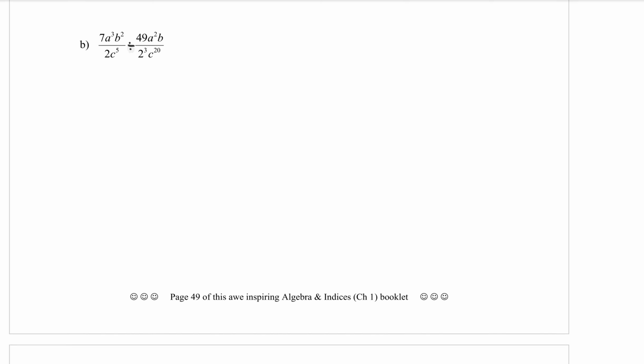Dividing fractions. We did these before. When we divide, we leave, kiss, flip. Remember that? We leave the first fraction. So that's 7a cubed b squared over 2c to the power of 5. Kiss means that our divide becomes a times. And flip means we turn our second fraction upside down. So that's 2 to the power of 3, c to the power of 20 over 49a squared b.